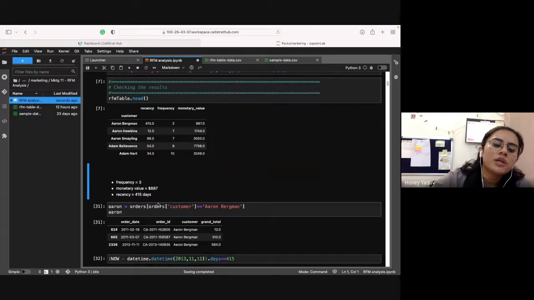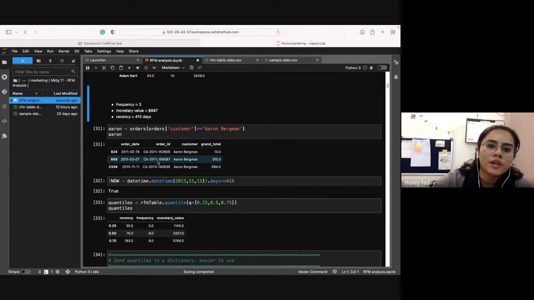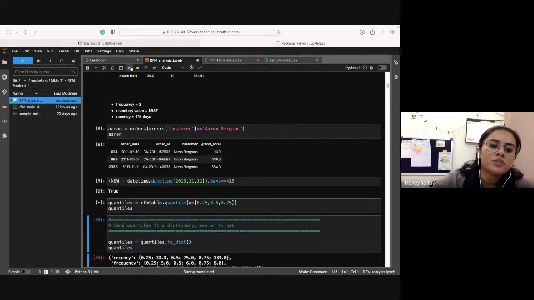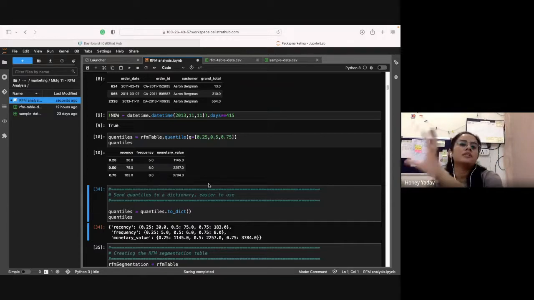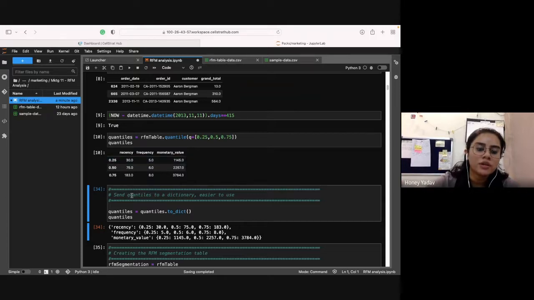Now, in order to do the segmentation, you can also find out for a particular customer name if you are interested in seeing that. What you really want to do is make the quartiles. That is how you assign a particular RFM value, and you say that these are the excellent customers, these are the good customers, and these are the bad customers. This is the part where you assign the quartile values, just to make it easier to do the further segmentation of the customers.